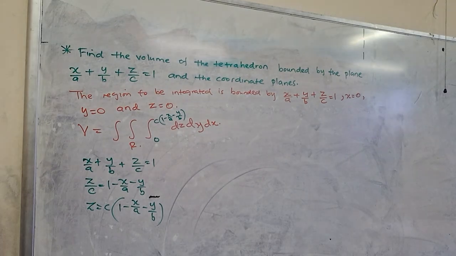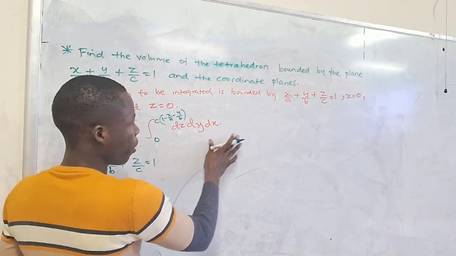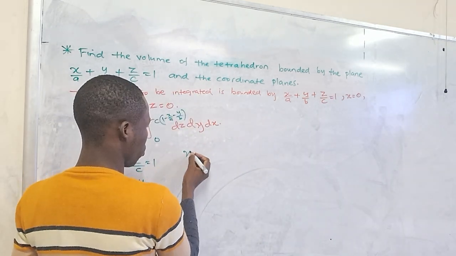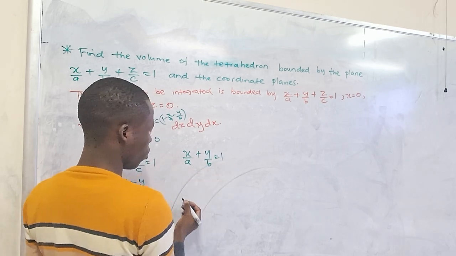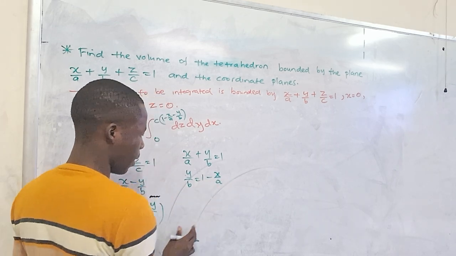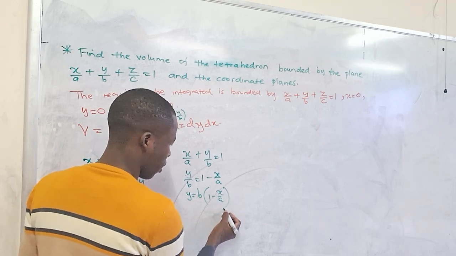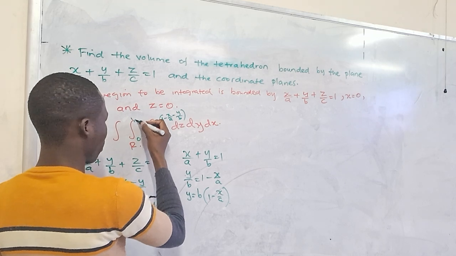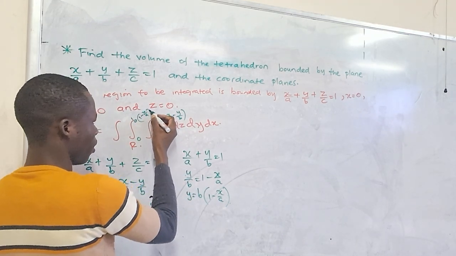Now we want to find the limits for y. If you want to find the limits for y, you take z to be equal to 0. So x by a plus y by b is equal to 1. So y by b is equal to 1 minus x by a. So y is equal to b into 1 minus x by a. So the lower limit of y is 0, and the upper limit of y is b into 1 minus x by a.